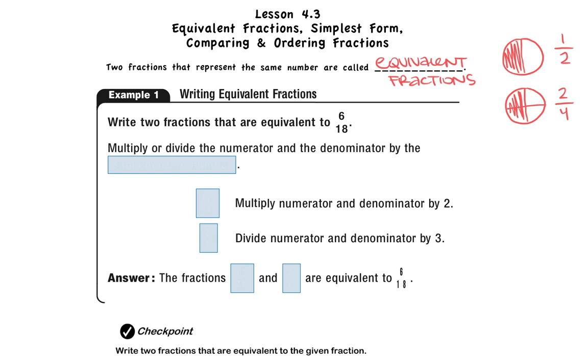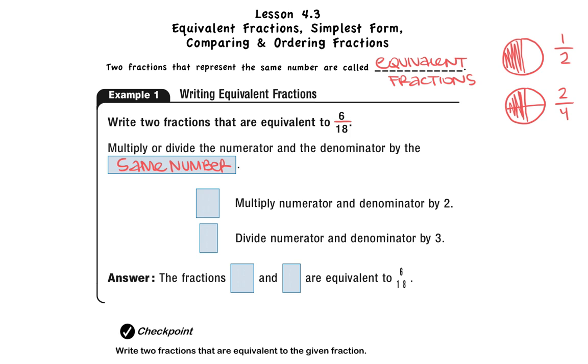So to find equivalent fractions, all we have to do is multiply or divide the numerator and the denominator by the same number. Remember, the numerator is the top number, the denominator is the bottom number. Or what you will hear me say often is whatever we do to the bottom, we have to do to the top. And that is how we keep things equivalent, by doing the same thing to the top and bottom.